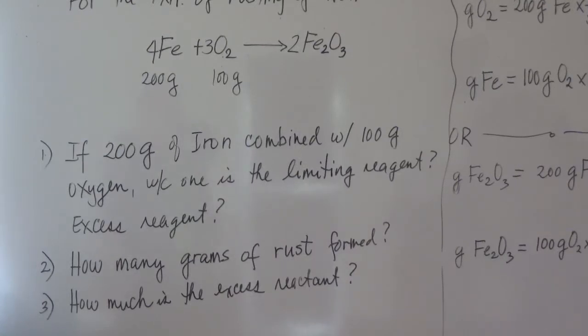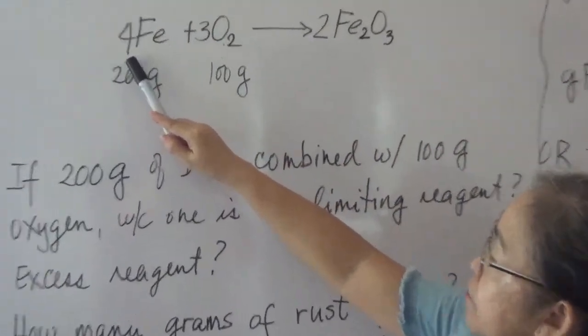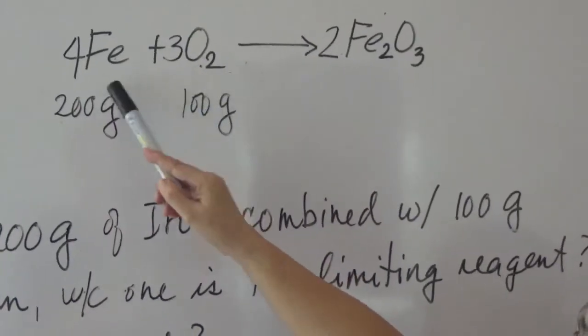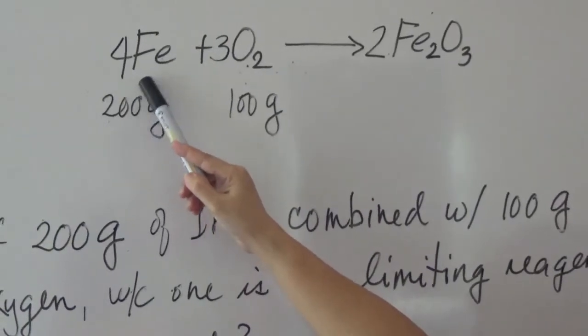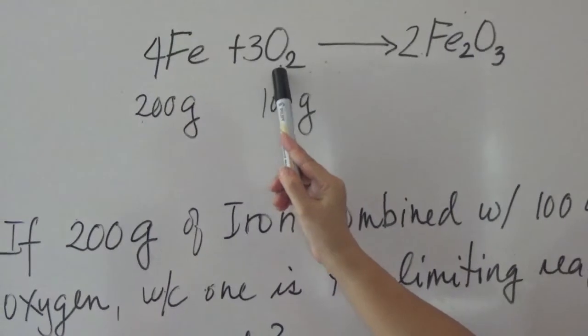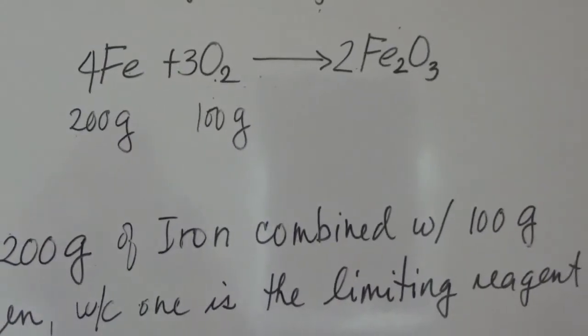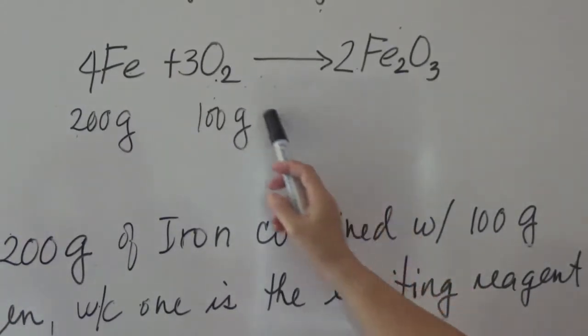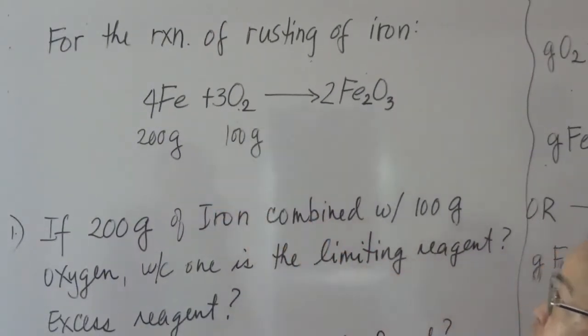Now the question is, how are we going to determine which of the two reactants is the limiting reagent and the excess reagent? Here we have the ratio between iron and oxygen. This is standard, theoretically based on the equation: 4 moles of iron needs 3 moles of oxygen. That is exact. So based on the balanced equation, we cannot have an excess and a limiting reagent. But in reality, once you have a certain amount, like 200 grams of iron and 100 grams of oxygen, which one here is the limiting reagent and the excess reagent?